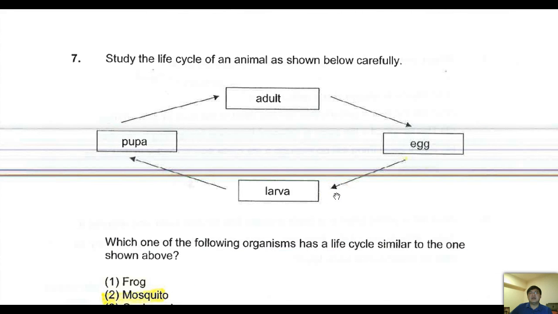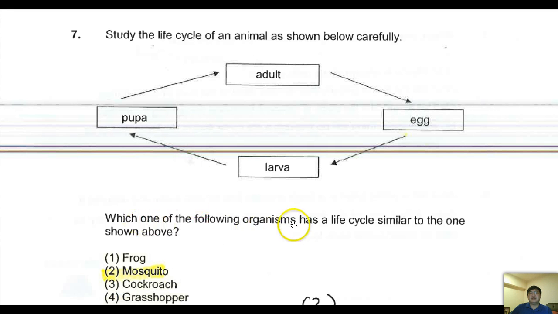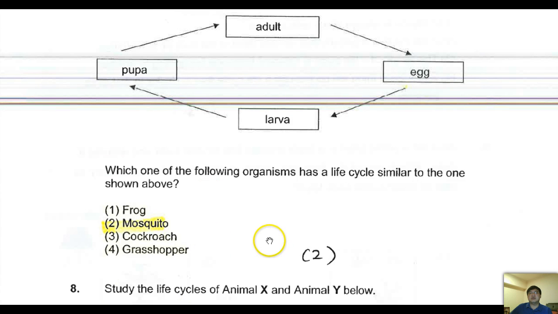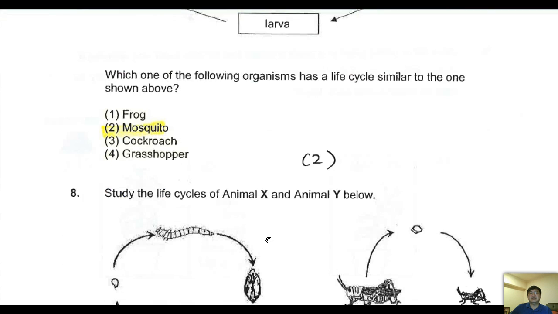Next, life cycle 4 stage, egg, larva, pupa. Now, which of the following organism has a life cycle similar to that shown above? Answer is mosquito. The rest have 3 stage.